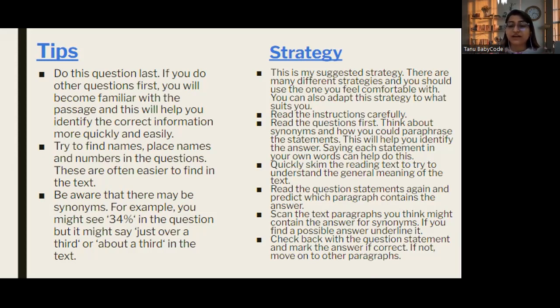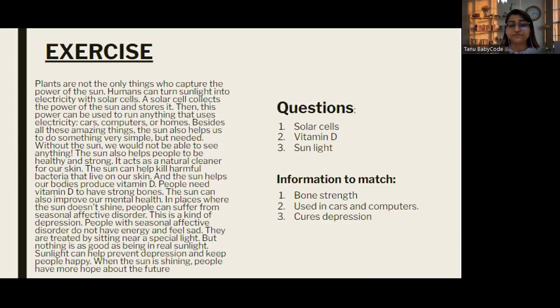Scan the paragraph you think might contain the answer for synonyms. If you find a possible answer, you can underline it. Check back with the question and mark the answer if correct. If not, then you can move on to the other paragraph. So here the answers can be in any paragraph. You have to do your skimming and your scanning very quickly.